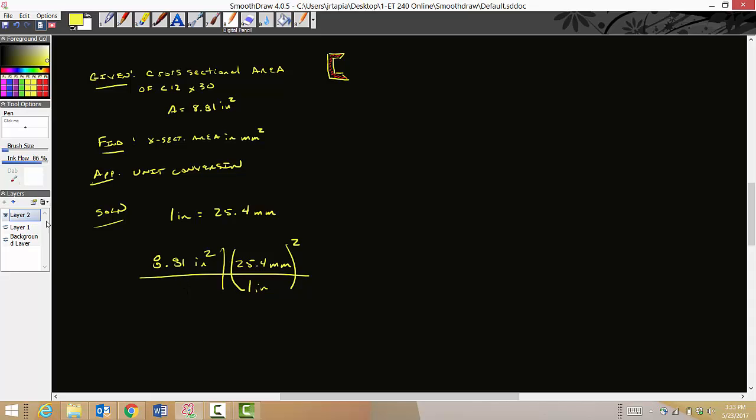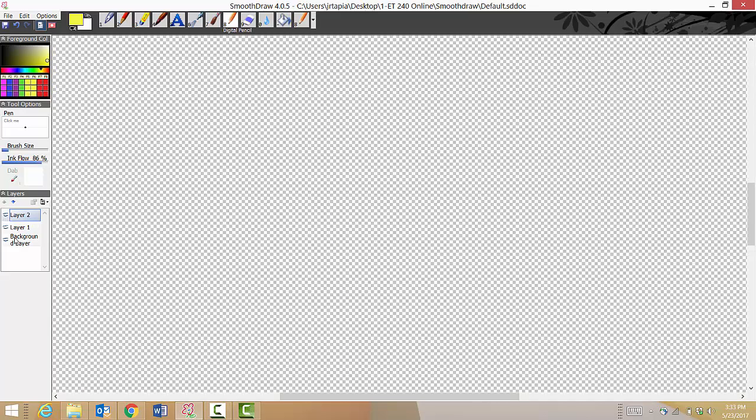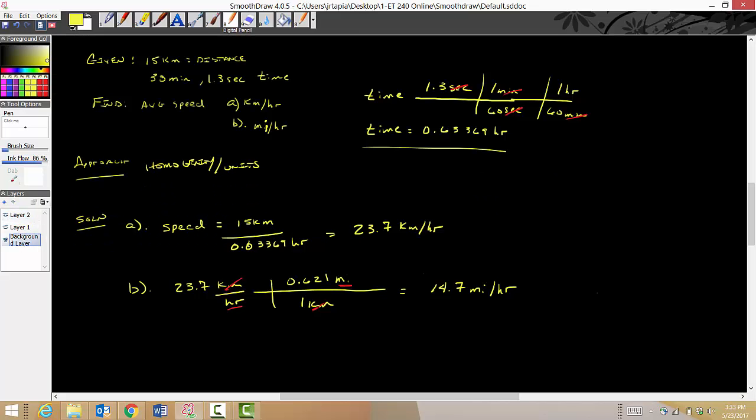So then my inches would cancel out. Plugging this into my calculator, I would get my area is equal to 5,683.9 millimeters squared. And the proper way to do this would be to say, hey, this is my answer, and I box that in. I should have done that with my previous one as well. Box those in. You could also use a highlighter and highlight those in, so it's really easy for me to find.